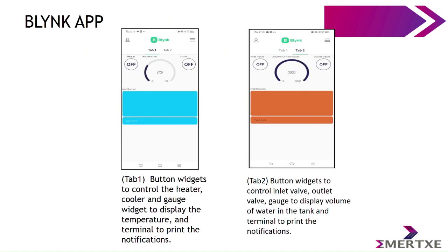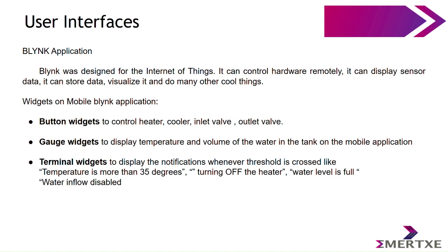This is the Blynk app interface. It has two tabs. Tab 1 contains the heater and cooler temperature terminals, and tab 2 contains the volume of the water. User interfaces: the Blynk application was designed for the Internet of Things. It can control hardware remotely and it can display sensor data. It can store data and visualize it.